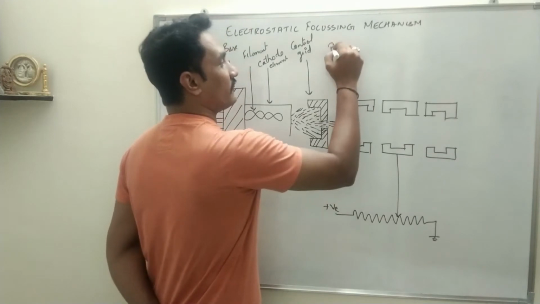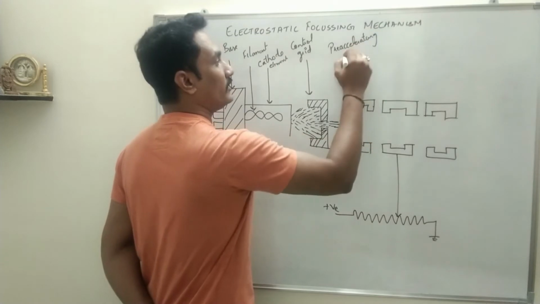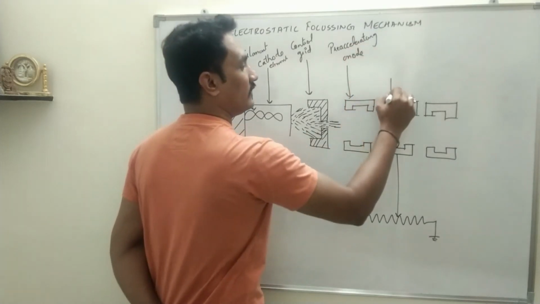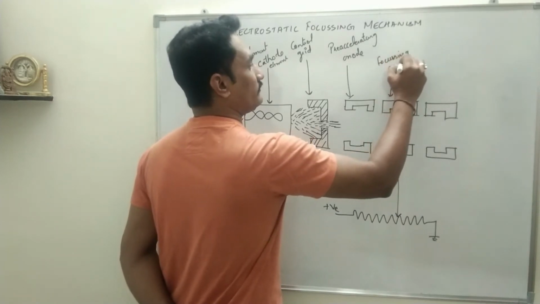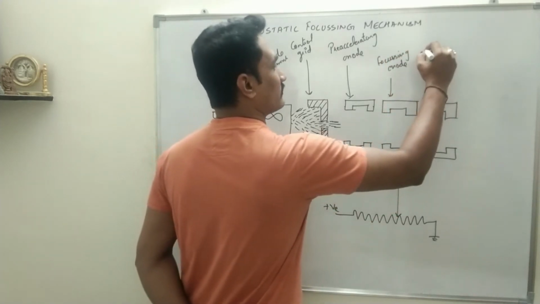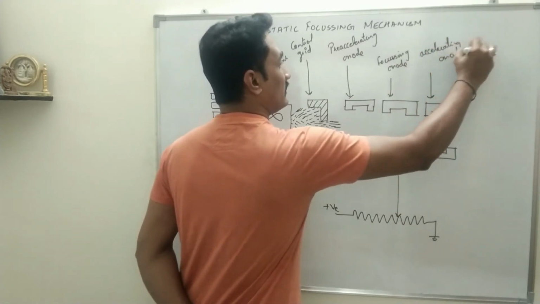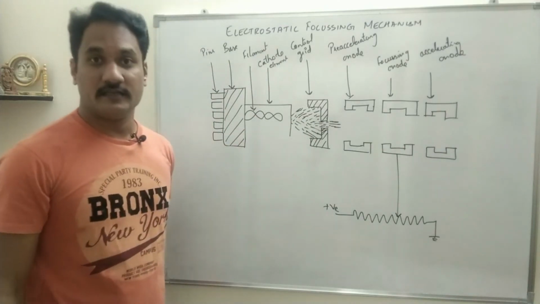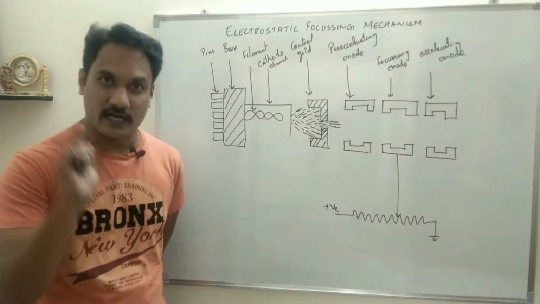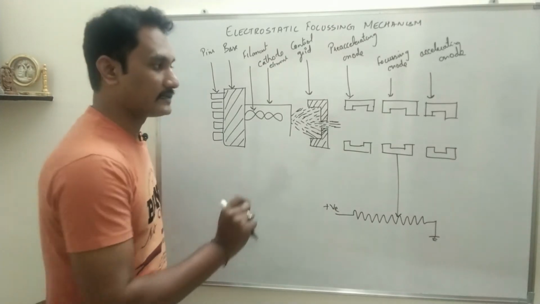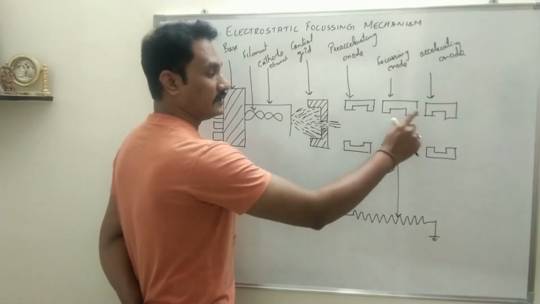Okay, the first one is the pre-accelerating anode. The center one is called the focusing anode, and the last one is called the accelerating anode. Of course, these three anodes are used to accelerate the electrons, that is, to increase their velocity, but at the same time they are used to focus. Now let us try to understand how they will be used to focus the electrons into a sharp dot.